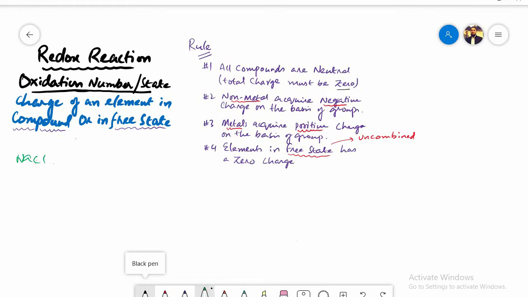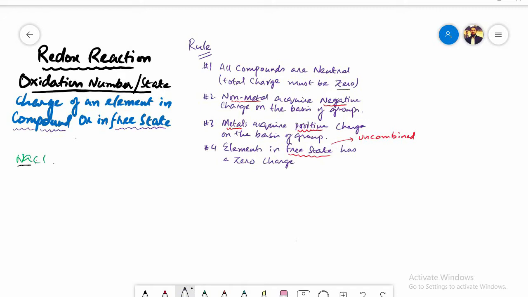If we need to calculate the oxidation state of any one of the elements, let's say we need to calculate it for sodium. We don't know the exact oxidation state of sodium in sodium chloride, so we are going to work it out using rule number 1. The equation that we are going to make says the total charge of all elements combined in a formula must be equal to 0.